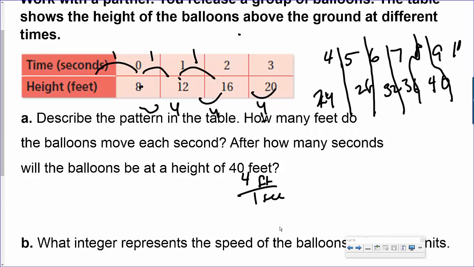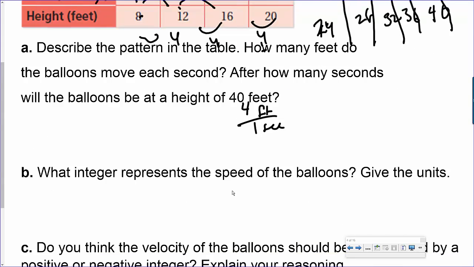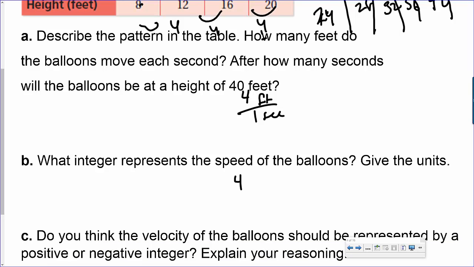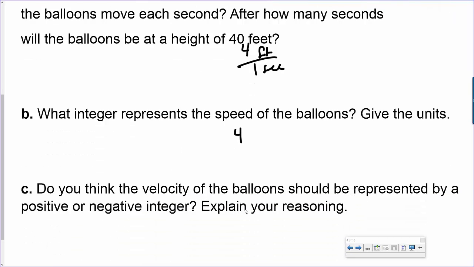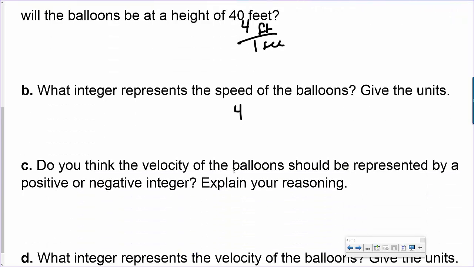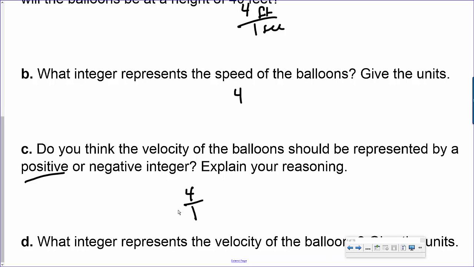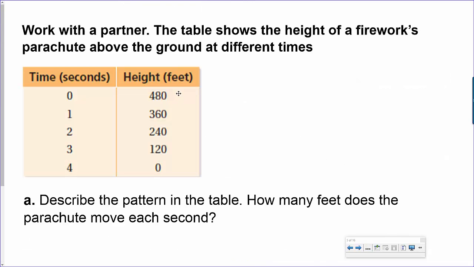feet per second. What integer represents the speed? Again, it's a positive value, so it'll just be 4. The next one asks, do you think the velocity should be negative or positive? This time the actual value is positive. Remember, velocity tells if it's going up or down, so this is going to be a positive number, 4 over 1. So that's what this is right here. All right, with this table, we're going to go through and do the same thing that we've been doing.